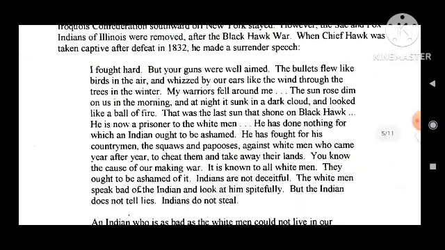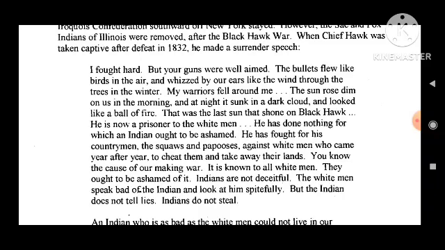I fought hard, but your guns were well aimed. The bullets flew like birds in the air and whizzed by our ears like the wind through the trees in the winter. My warriors fell around me. The sun rose dim on us in the morning. Under the night it sunk in a dark cloud and looked like a ball of fire. That was the last sun that shone on Black Hawk. He is now a prisoner to the white men.